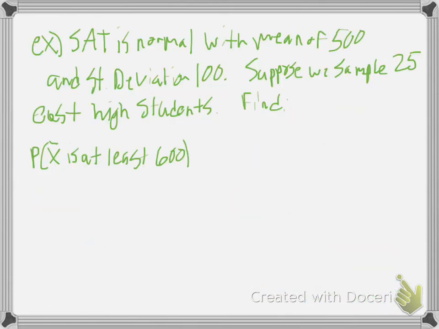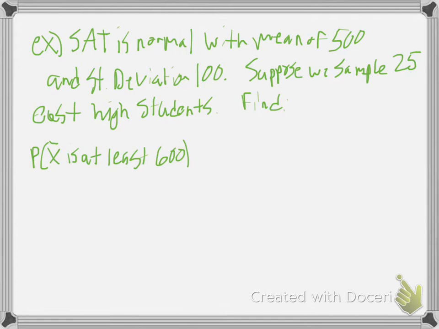Okay, for our first example, let's look at the SAT again. The SAT is normally distributed with a mean of 500 and a standard deviation of 100. But this time we're going to talk about randomly sampling 25 East High students. So we don't know what students they're going to be or what scores they're going to get. We want to find the probability that the x bar from this sample of 25 students, the mean of the 25 students, is at least 600.